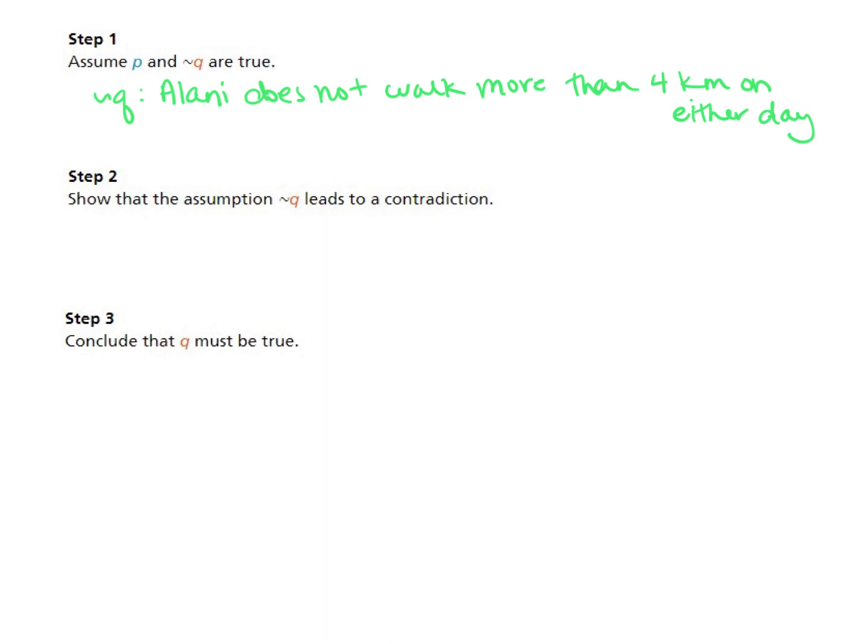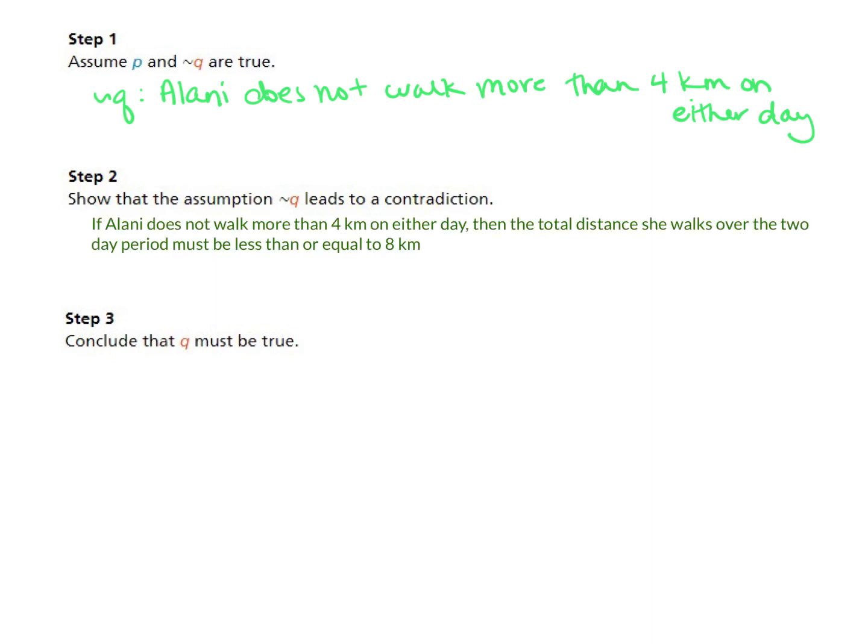So if we think about it, we can see the contradiction. If she does not walk more than 4 kilometers on either day, then the total distance she walks over the 2-day period will be less than or equal to 8 kilometers. And we know it's true that she walked more than 8 kilometers, our hypothesis. All right, so there is that typed up. Go ahead and pause and get that statement written in. We're showing that the not Q is leading to a contradiction right here.